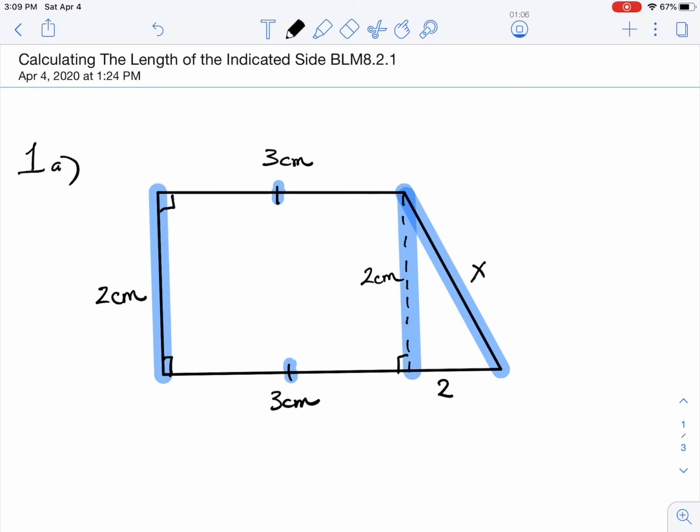And one more thing we want to notice is down here we've got a right angle. So we can conclude that we're going to have a right angle on the other side also, because that straight line there makes 180 degrees.